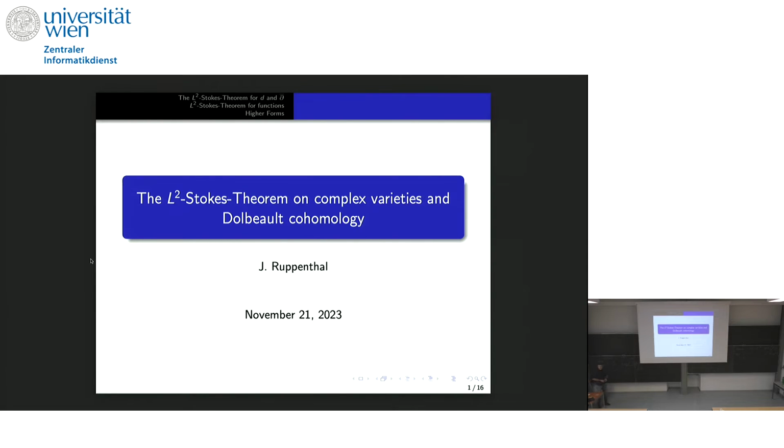So I will talk today about the L2-Stokes theorem on complex varieties. Stokes theorem is something you all know very, very well. For instance, if something has compact support, then Stokes theorem gives us partial integration, at least if we are dealing with smooth forms.